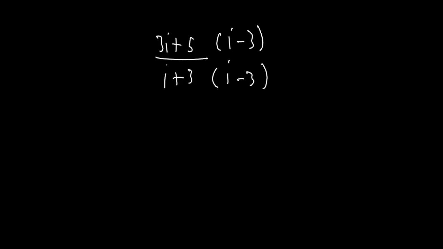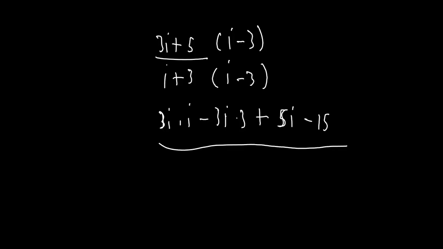So now we kind of just incorporate multiplication here. That's why division can be a bit more tedious than multiplication and the rest of the arithmetic rules. So 3i times i, times negative 3, and 5 times i, so 5i, and 5 times negative 3, so negative 15.